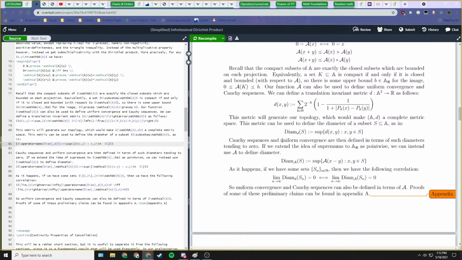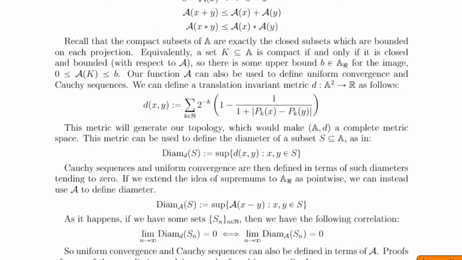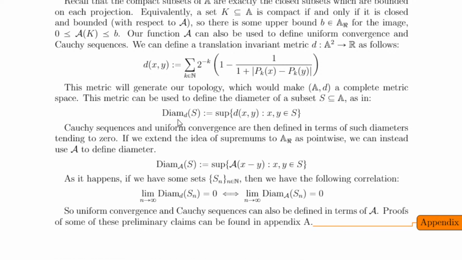Both Cauchy sequences and uniform convergence are defined in terms of these diameters tending to 0. So a Cauchy sequence is, if we have some sequence of sets S sub m indexed by natural numbers, down here we have our diameter.